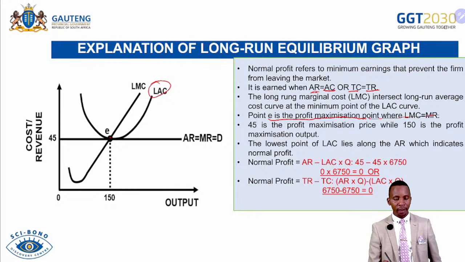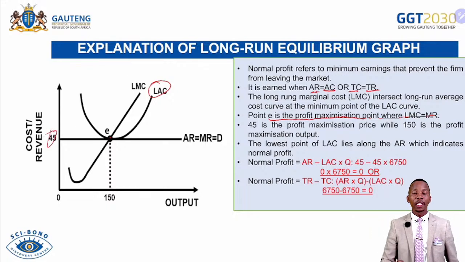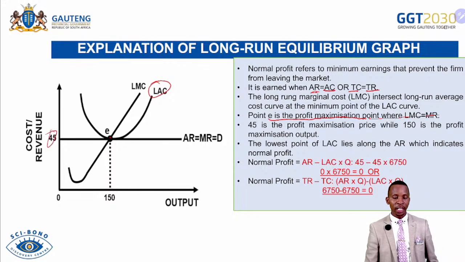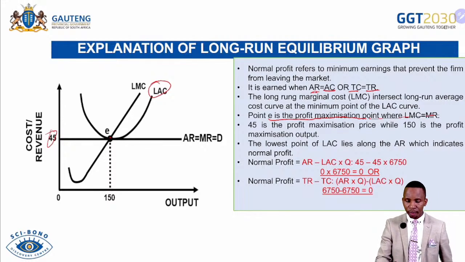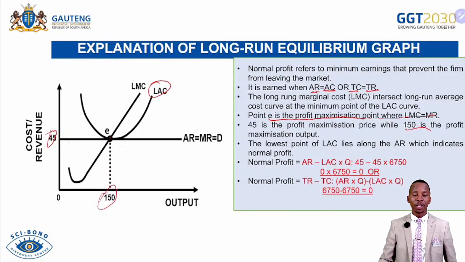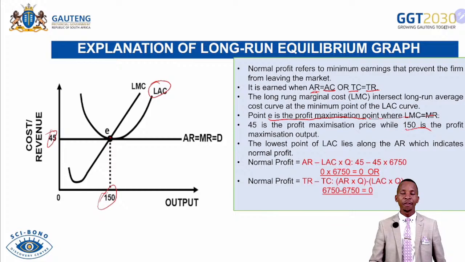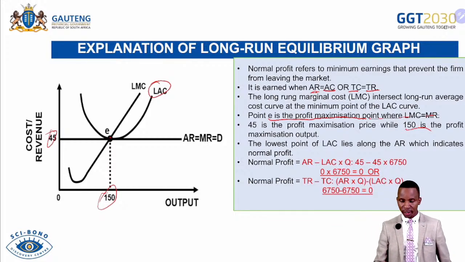And then 45, which is the price here, is the profit maximization price. That is the price that the firm should be charging in order to maximize its profit. And then 150, which is this unit, is the profit maximization output. That means the firm should produce 150 units in order to maximize its profits.